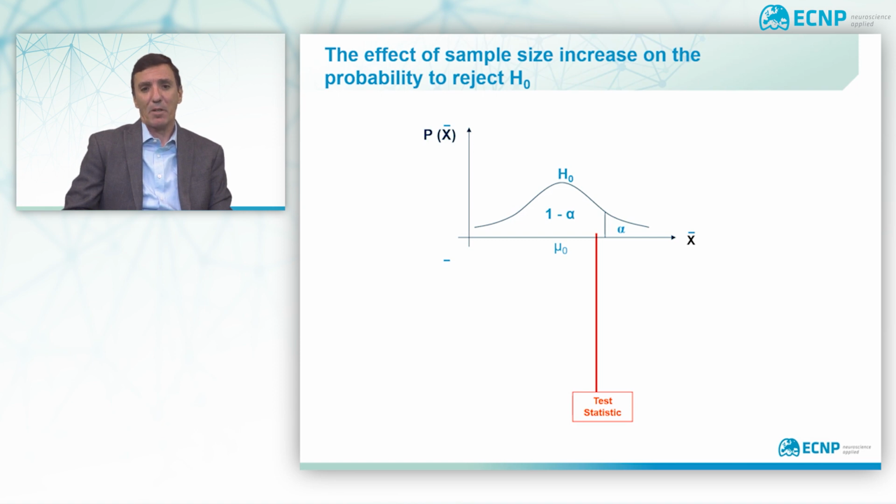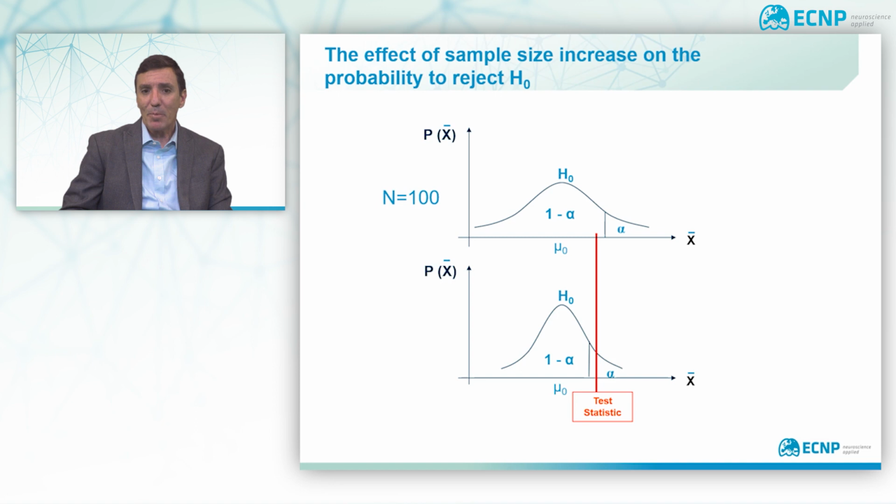Increasing the sample size can affect the probability to reject the null hypothesis. For a given alpha level, we can stay with H0 using a sample size of 100. Or, just by increasing the sample size, we can reject H0 with a significance level less than 5%.